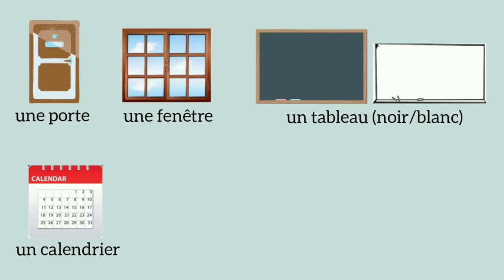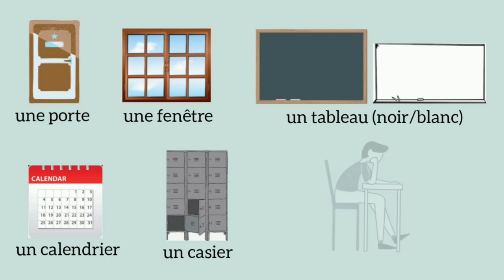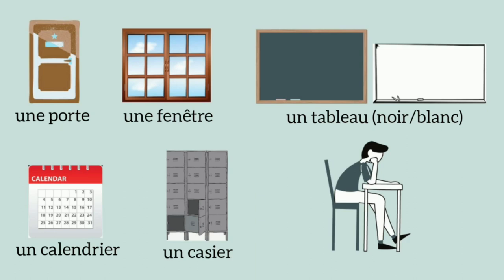un calendrier. Then there are lockers for the students. Okay, so these lockers are called un casier. Okay, then there are chair and table for students to sit. So a chair in French is called une chaise, and a table is une table.